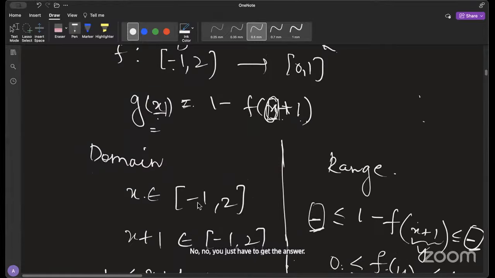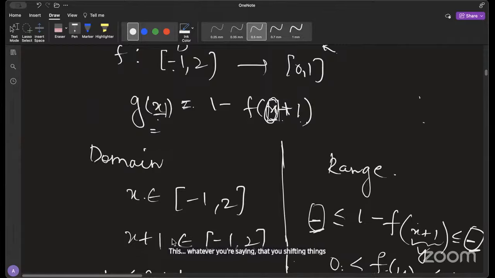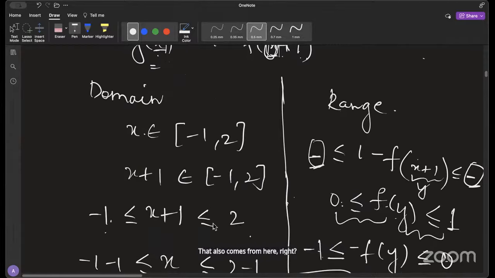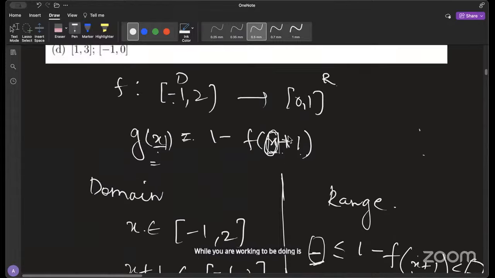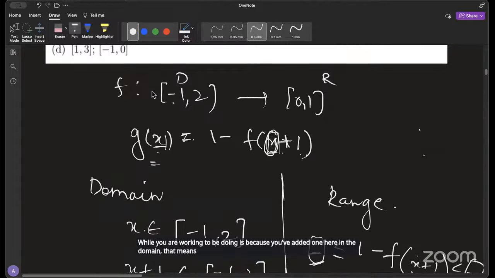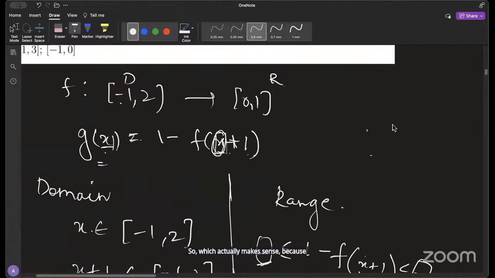Whatever you're saying about shifting things, that also comes from here, right? Why you're actually shifting is because you've added 1 in the domain, that means you'll have to subtract things from here. You shift it to the left, right? Which actually makes sense because that's what we do in functions.